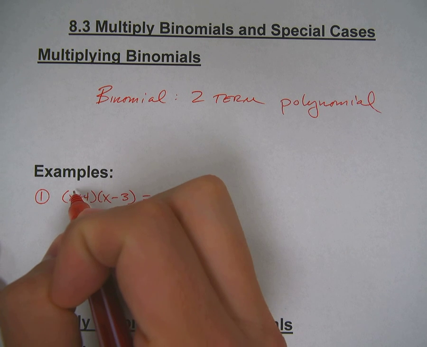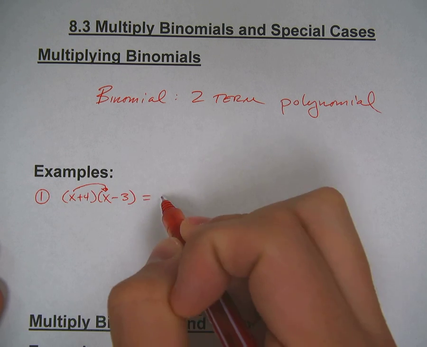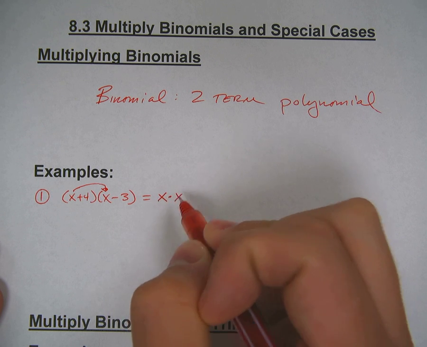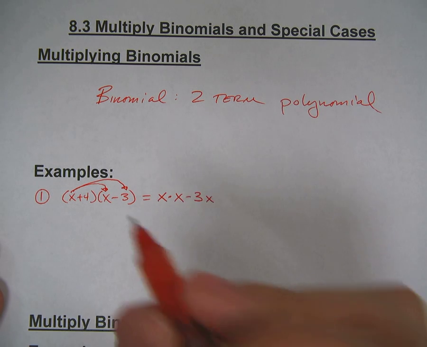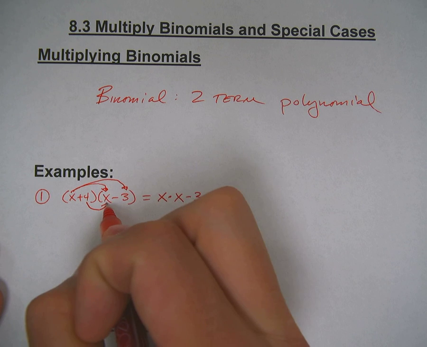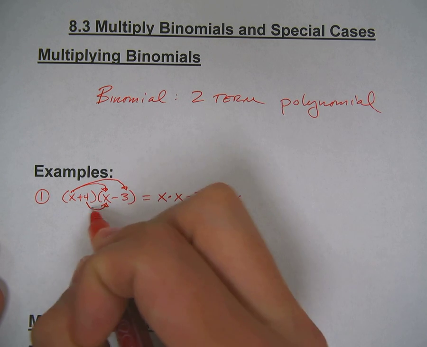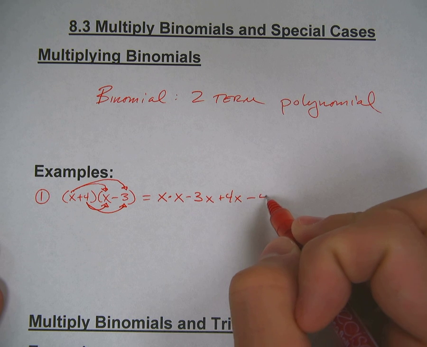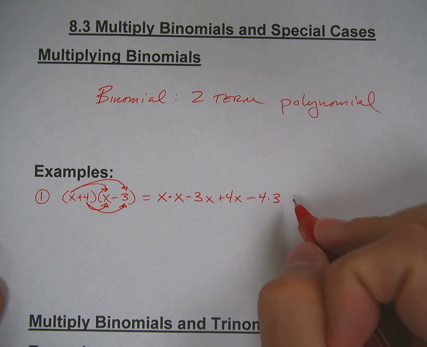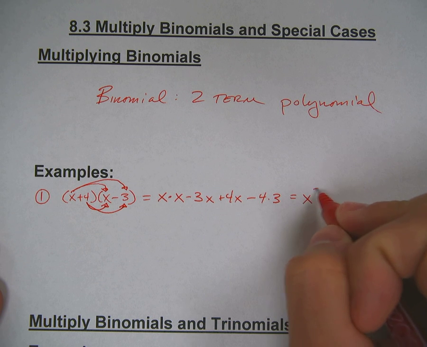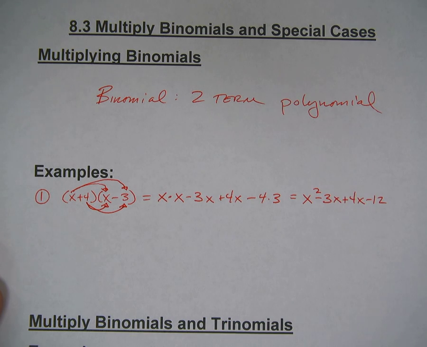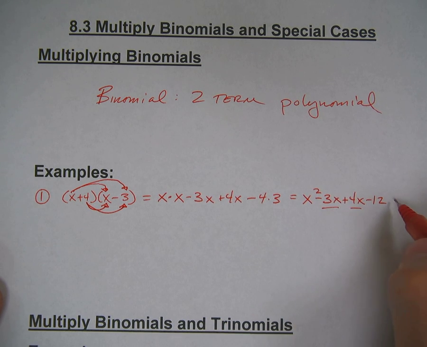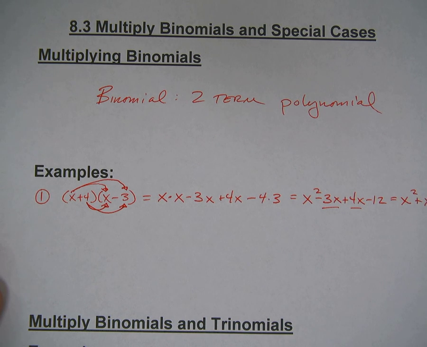So first I'm going to distribute this x to here, so x times x, and then x times the negative 3. And then I'm going to distribute the 4. 4 times x, and then 4 times negative 3. So simplify all that. So I'm going to end up with x squared minus 3x plus 4x minus 12. And if I can combine like terms, which I can combine these, I'll get x squared plus x minus 12. And there you go. I just distributed.